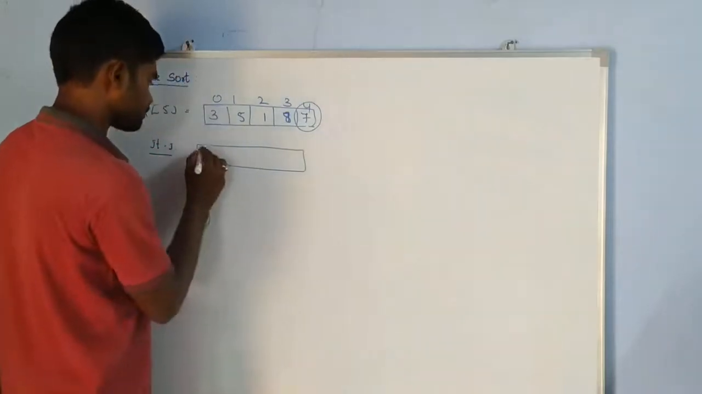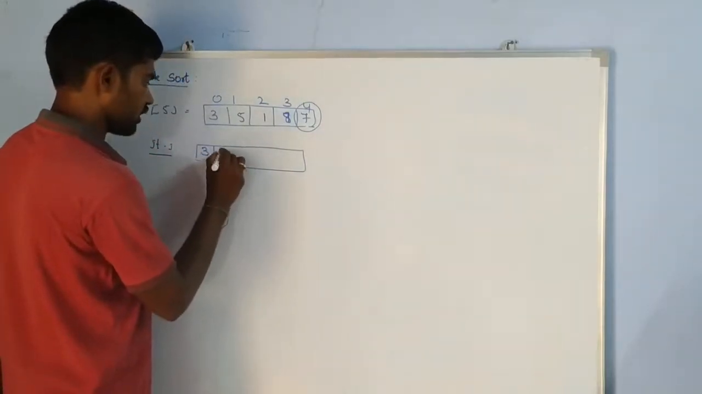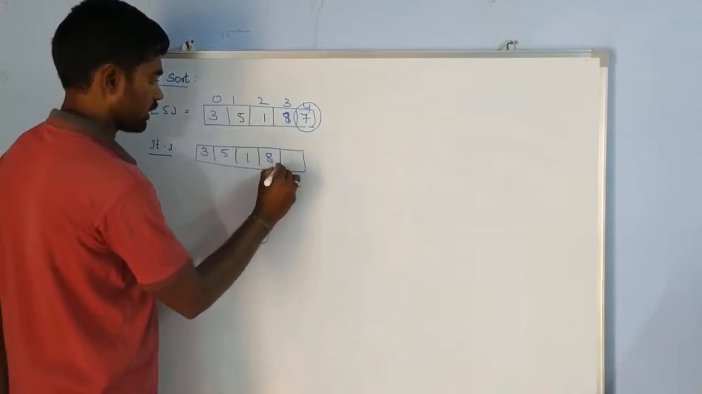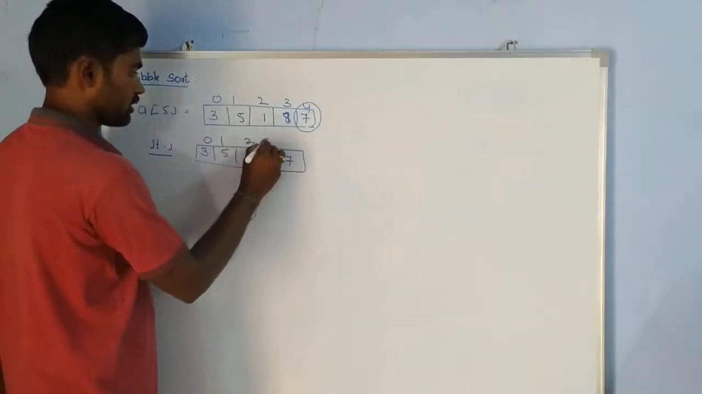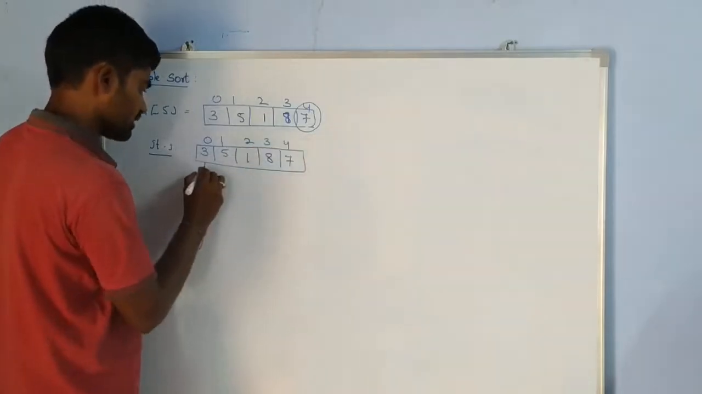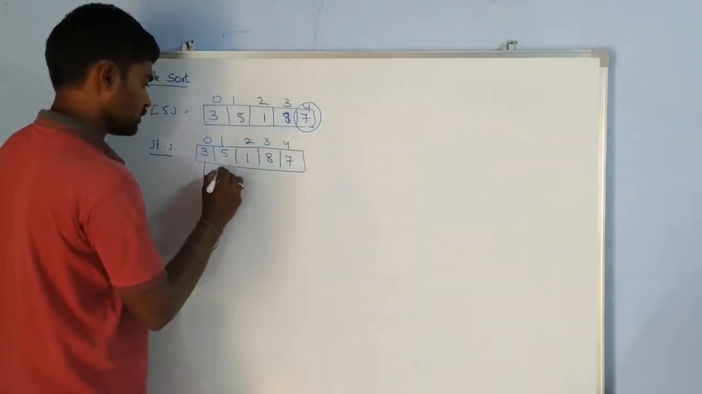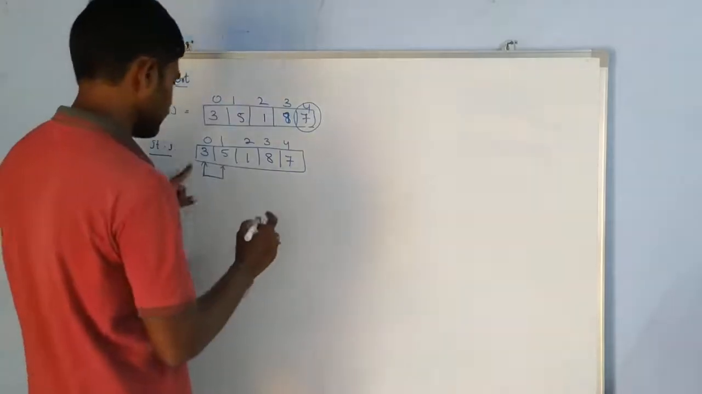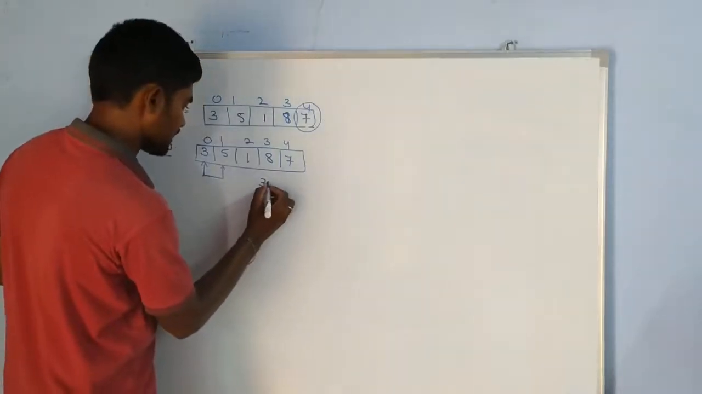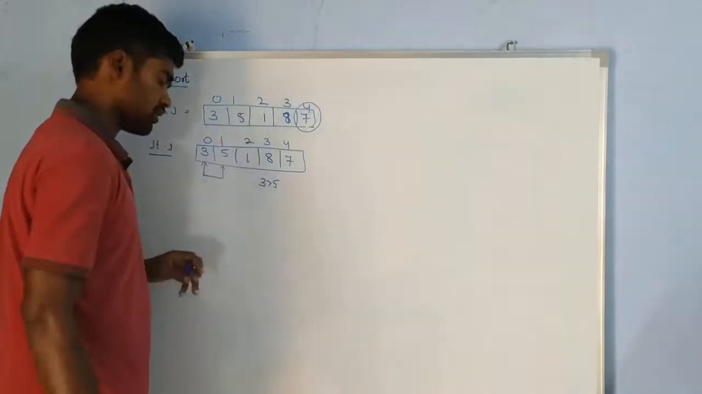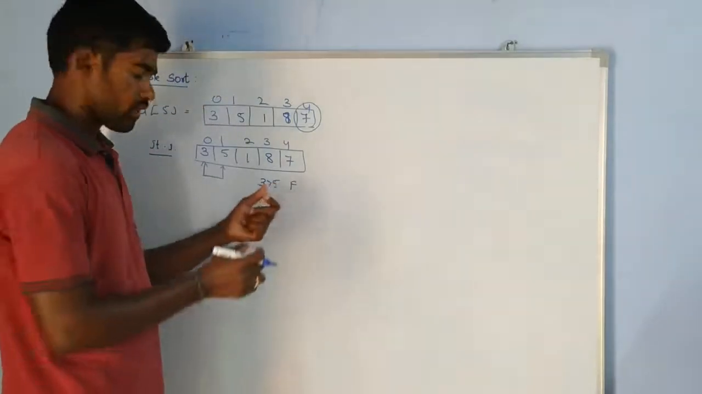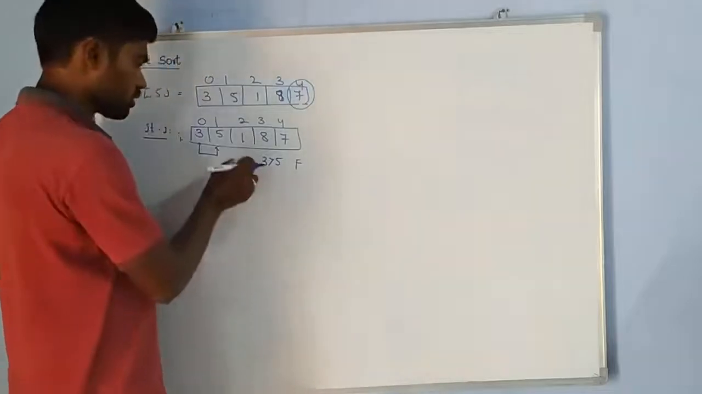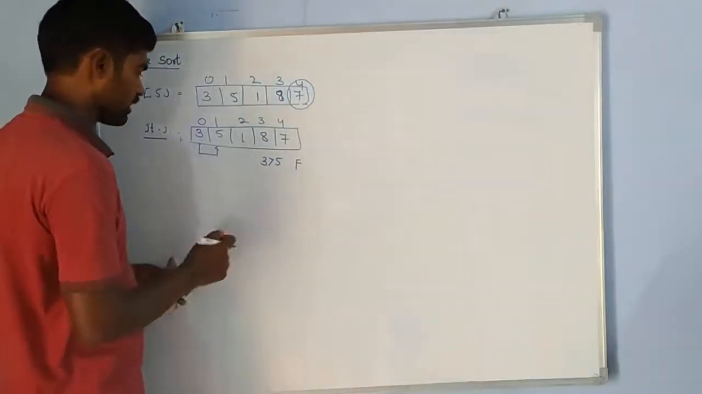Now here 3, 5, 1, 8 and 7. Take the selected element from the array. My selected element is 3, and we compare it with the adjacent element. Is the selected element greater than the comparison element? No, the condition is false. When the condition is false, what will happen? We move to the next position of the element.